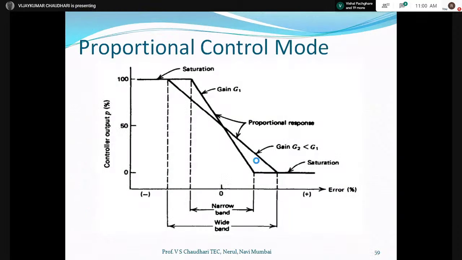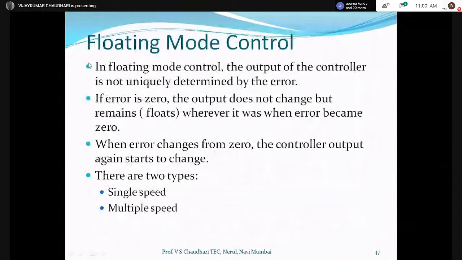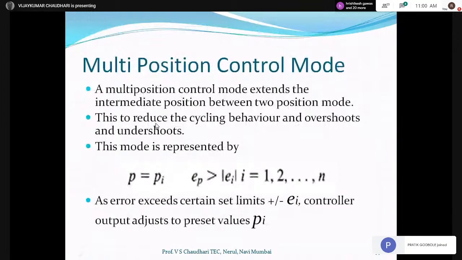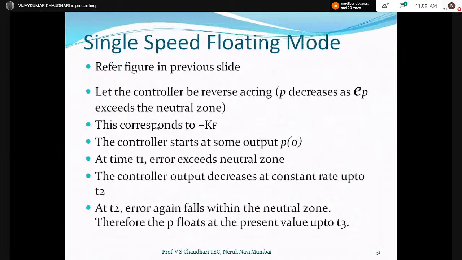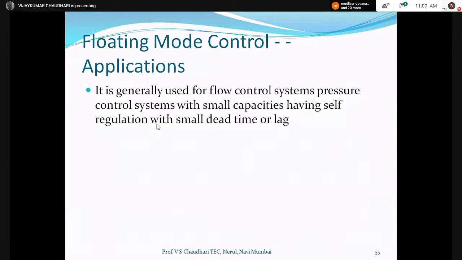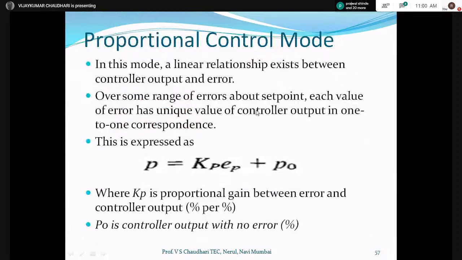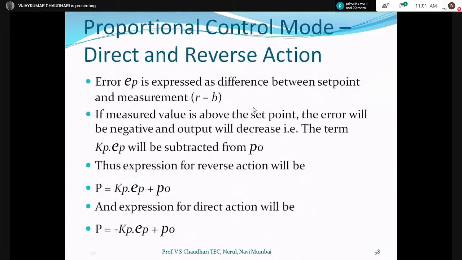So what we discussed today: we started with floating mode control, the three position mode, and multi-position mode control. We discussed floating mode control, single speed and multiple speed, then its applications, and then we started with control modes. Then we discussed the proportional control mode today; the integral and derivative and all others we will explain later.